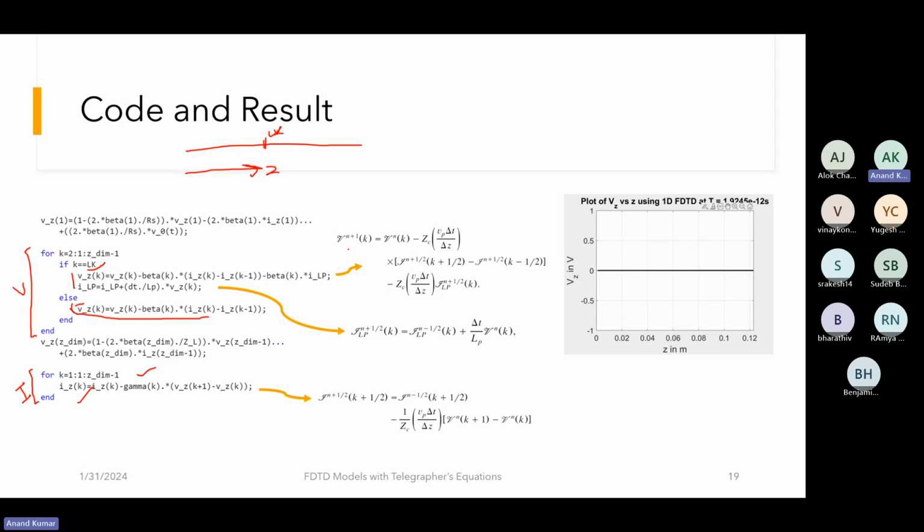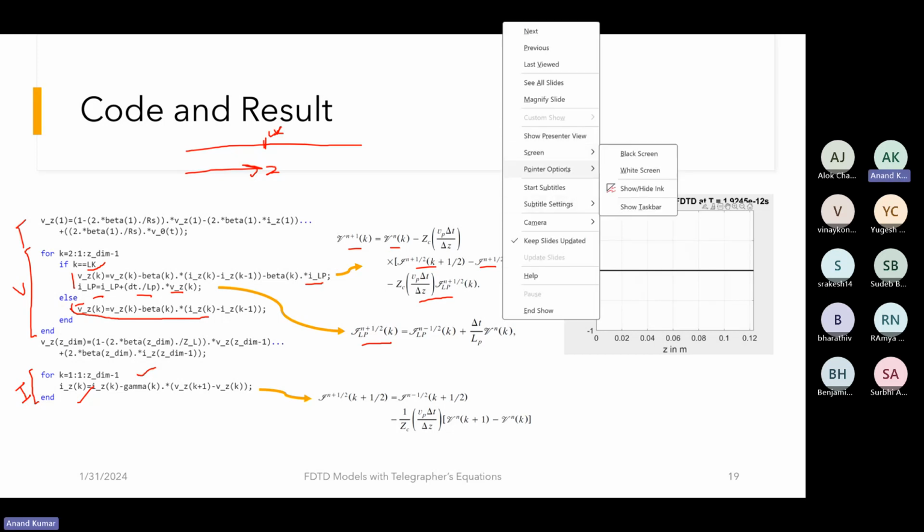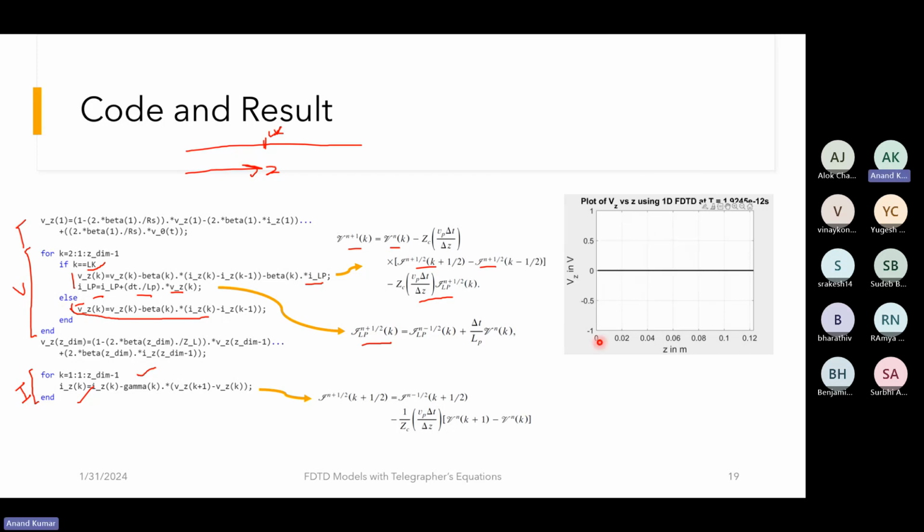So the modified update equation says that the voltage is in terms of the previous value of voltage, the current values which were already there, and then there is a new term for ILP. So we included this ILP term here, and we now need to update ILP. ILP is updated based on the second equation that we got. So ILP equals ILP plus delta T by LP, which is dt by LP, multiplied by the voltage value. This is the only change that we have to make in the code. Once we have done that, we get the final FDTD code, and then we can simulate this.